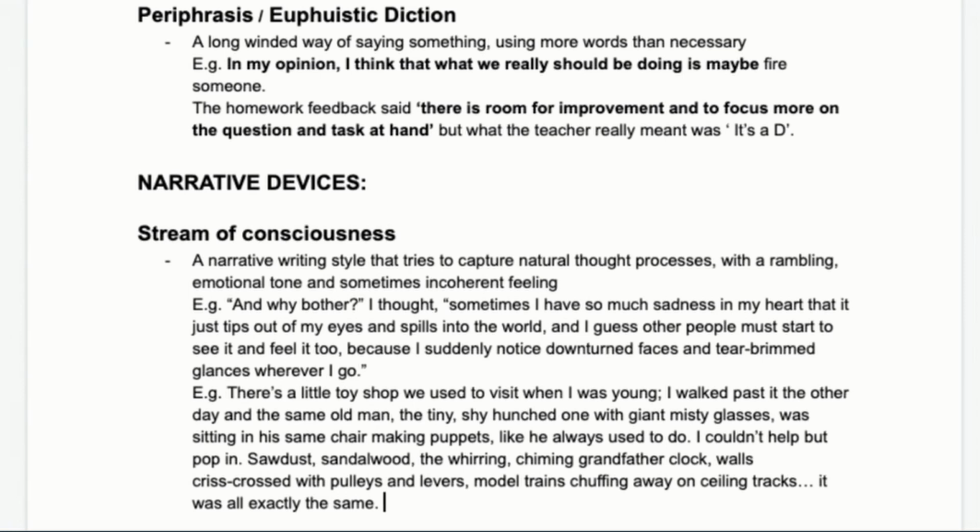And then the second one is a slightly different use of periphrasis. The homework feedback said there's room for improvement and to focus more on the question and task at hand. But what the teacher really meant was it's a D. So it gives you the example of what they mean versus what they say. It's slightly humorous because it's imitating teacher speak, and that's kind of how teachers always deal with stuff like this. But it's an example of periphrasis because it's not clear and short and to the point and direct. It's rambling and kind of long-winded and quite vague, using a lot more words than necessary.